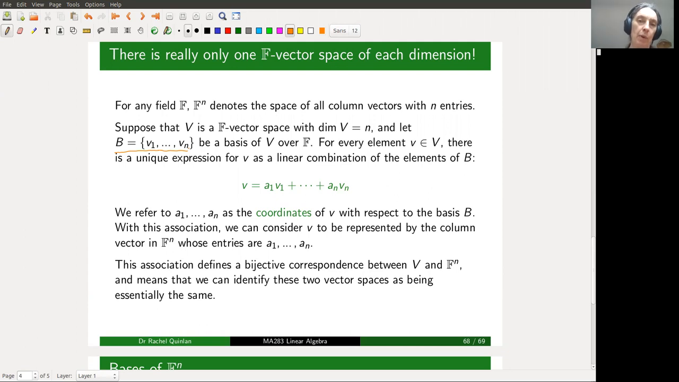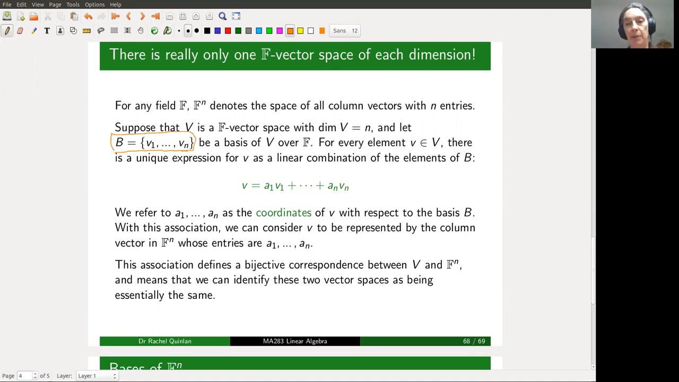So what we're saying is, if you have any vector space of dimension n over any field F, then it has a basis, which is a subset of the space with the property that every element of the space has a unique expression as a linear combination of these basis elements.